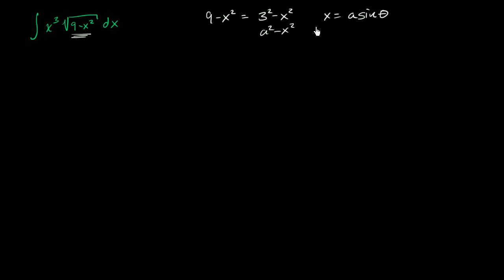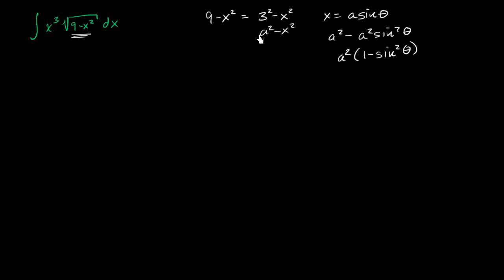Well, then a squared minus x squared would become a squared minus a squared sine squared theta, which is the same thing as a squared times 1 minus sine squared theta. And I think you see where this is going. This is a squared times cosine squared of theta, which might be a useful simplification. So let's do it over here.